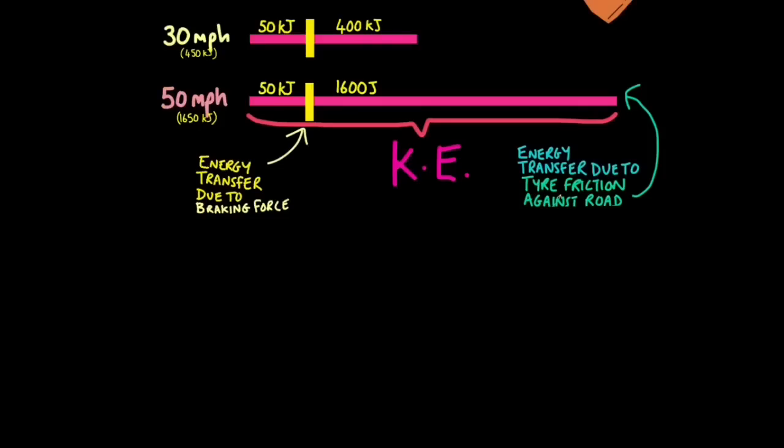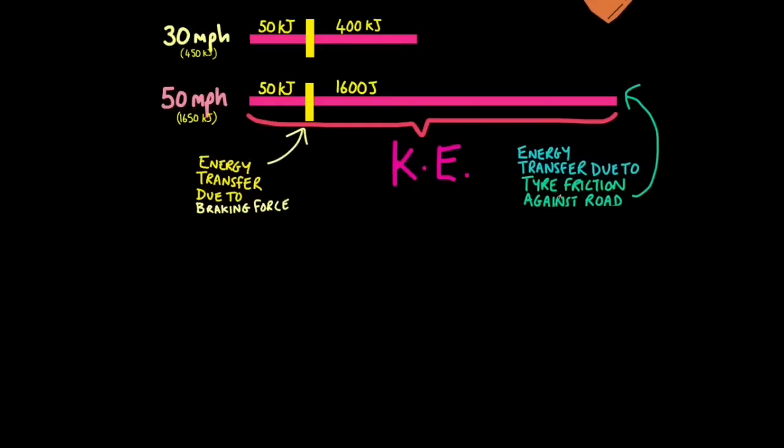To put it another way, imagine you have 2 cars of the same mass. One is traveling at 30 miles per hour, the other one at 50 miles per hour. And this bar represents how much kinetic energy the car has at that speed, velocity. Now let's say you're trying to brake and you apply the brakes. The force applied to put down the brakes will cause energy transfer.